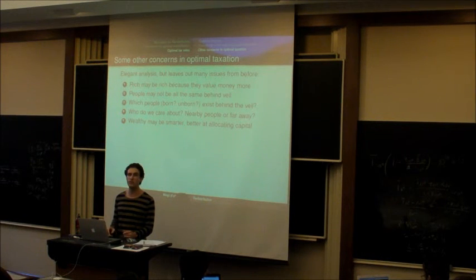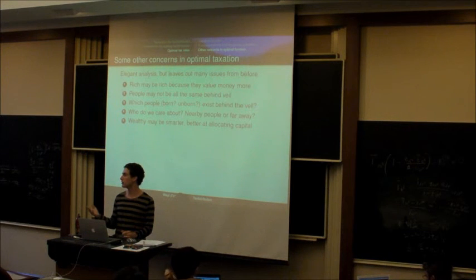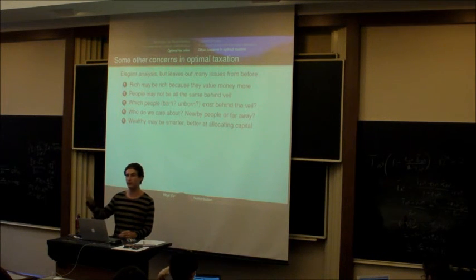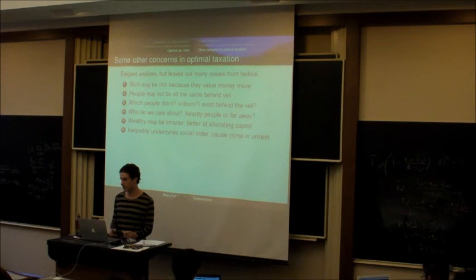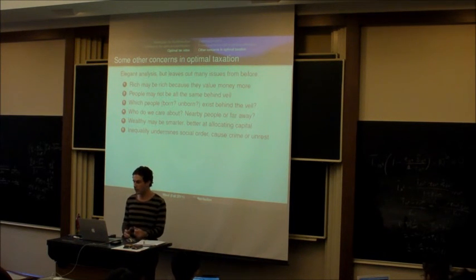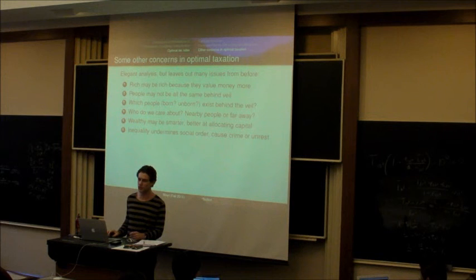The wealthy people may actually be better at allocating capital and at doing good things with their money. Poor people may sort of waste their money, and the rich might be very smart and do good things with the money. And that's something that wasn't taken into account in the model. Inequality, on the other hand, might undermine social order. It might cause crime. It might cause social unrest. And that might be another reason to redistribute.